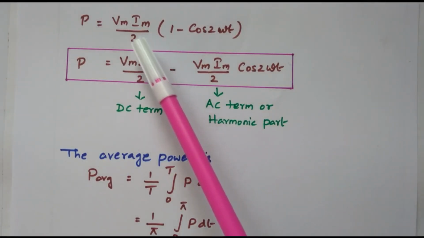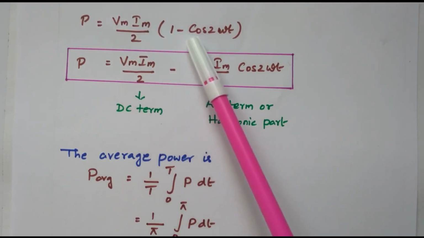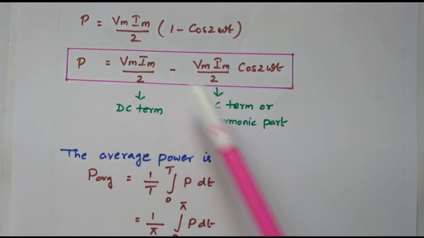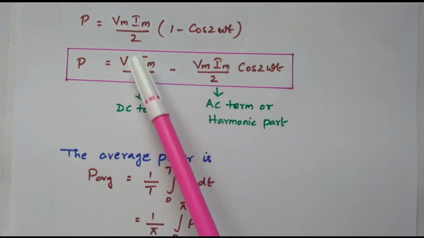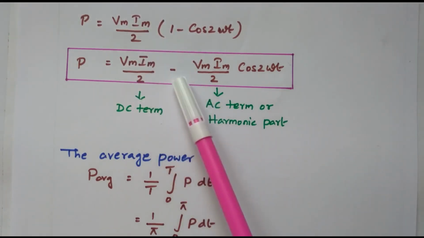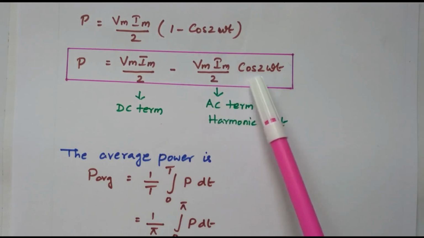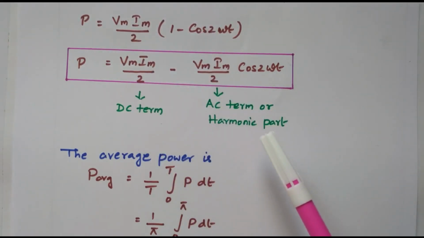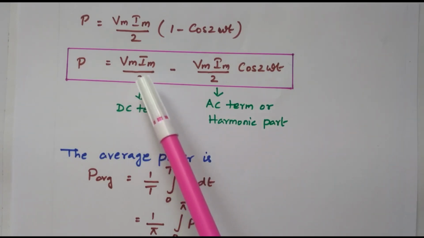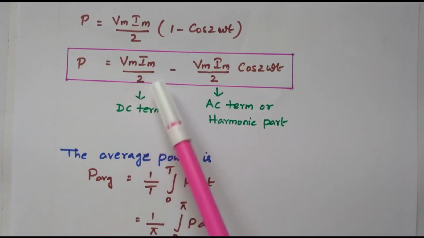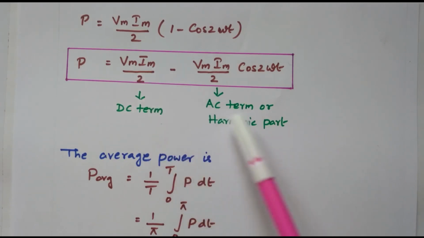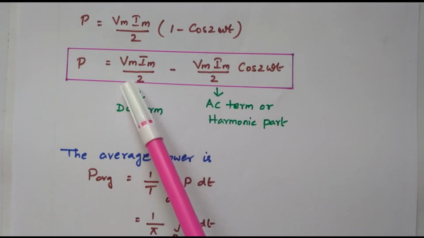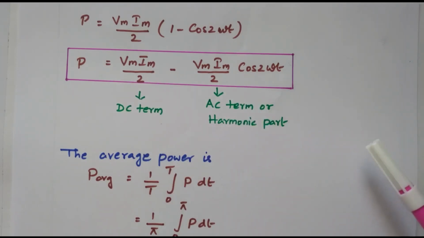So the 2 is taken outside. P equal to Vm Im divided by 2 into (1 minus cos 2 omega t). Now multiply the term inside. So Vm Im divided by 2 minus Vm Im divided by 2 into cos 2 omega t. From that you can easily see that the first is the DC term, as there is no cos or sine. The second is the AC term or harmonic part. The DC part and AC part.